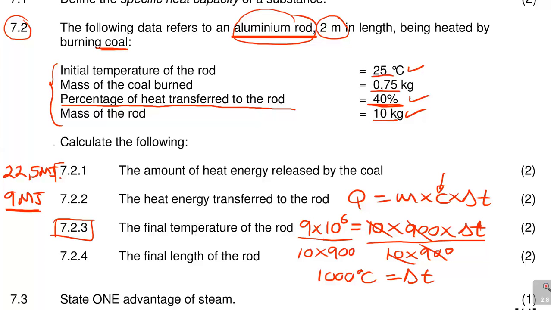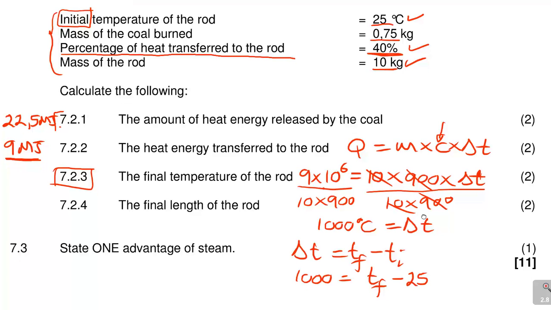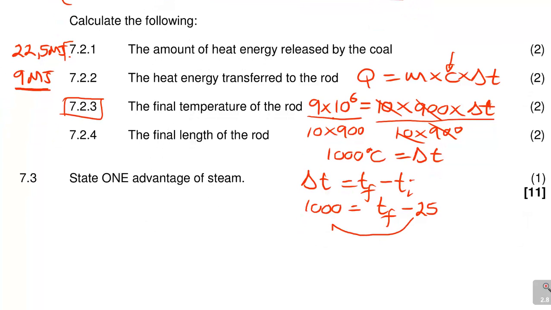This is not the final answer. The question says we need to find the final temperature of the rod. We are given the initial temperature. Now, change in temperature is equal to T final minus T initial. So the change in temperature, which is 1000, is equal to the final temperature minus the initial temperature, which was 25. If you want to find the final temperature, you take negative 25 to the other side. It will be 1000 plus 25 is equal to T final, which is 1025 degrees Celsius, the final temperature, TF.